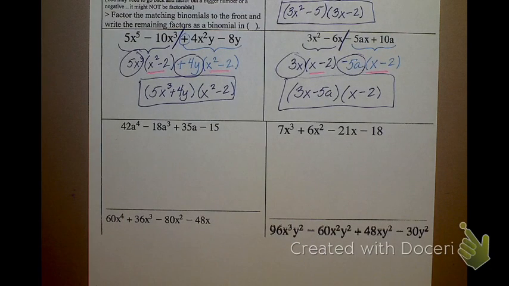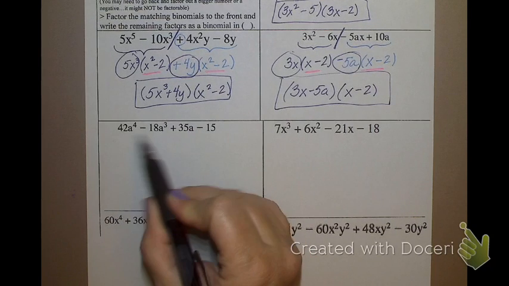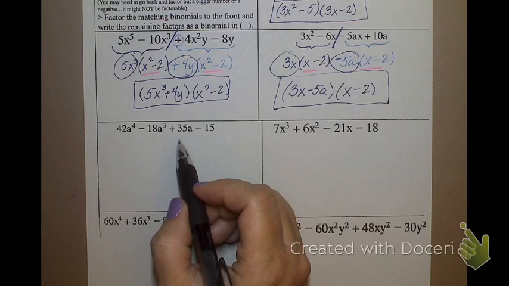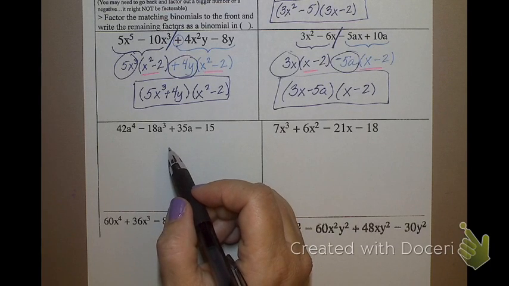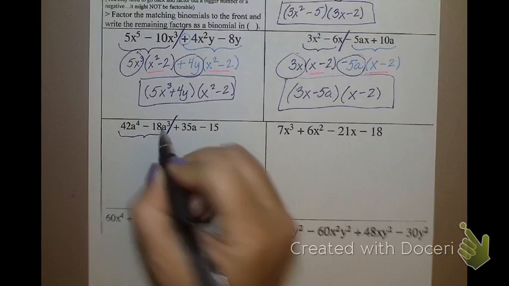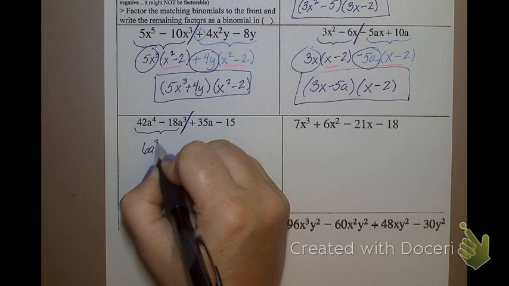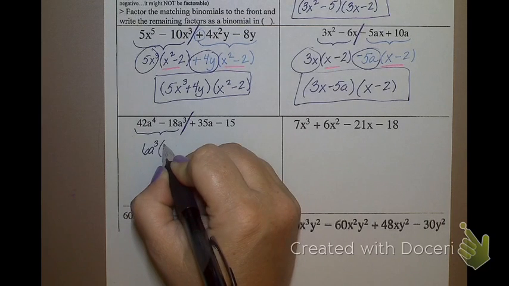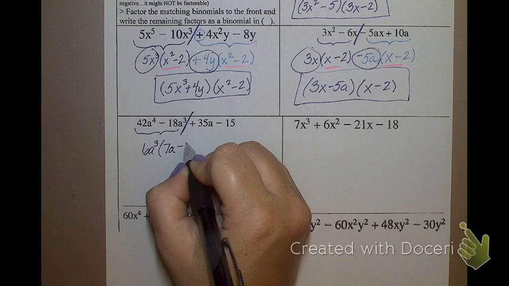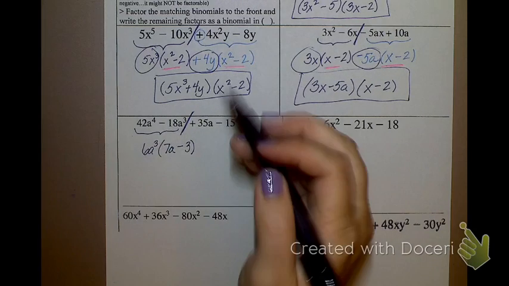All right, so let's go ahead and work through those ones. Starting right here. Is there something that all four terms have in common? No. Okay, so what do I do next? Cut it in half. What do my first two terms have in common? 6a cubed. What would be left inside? 7a minus 3. Okay.